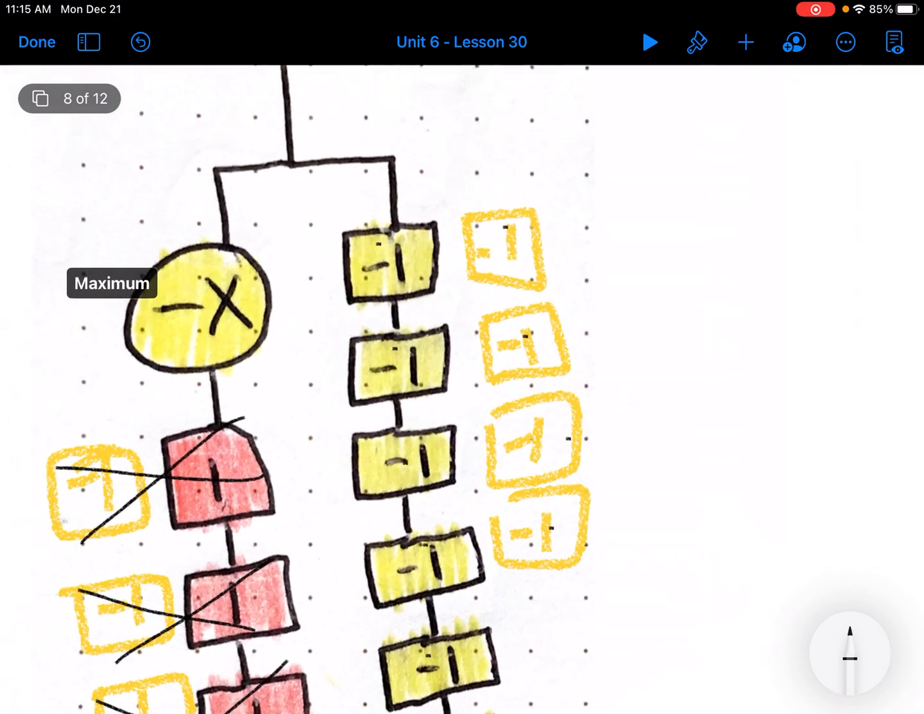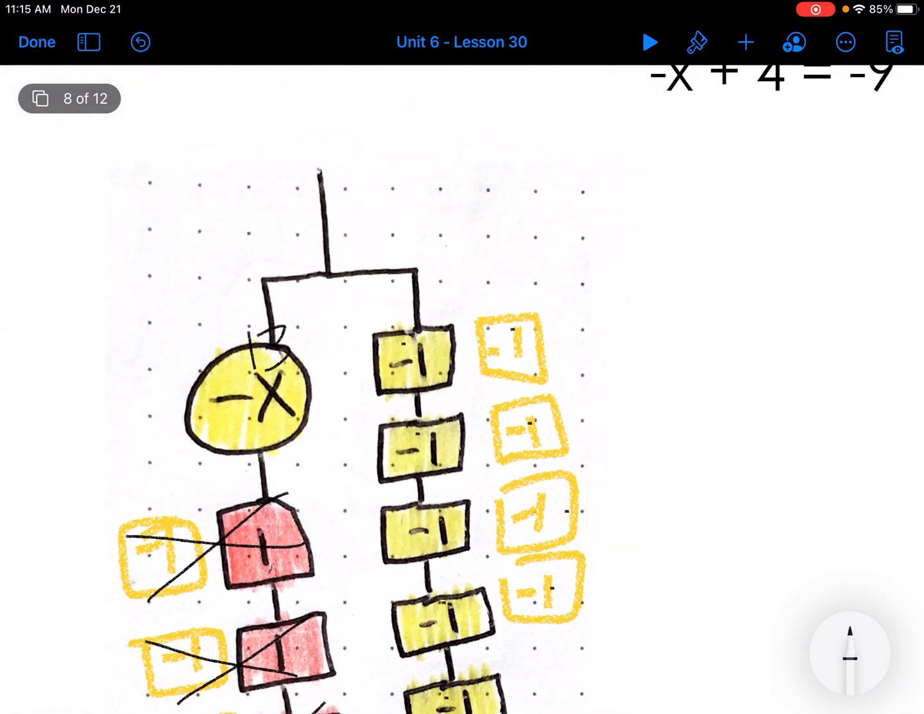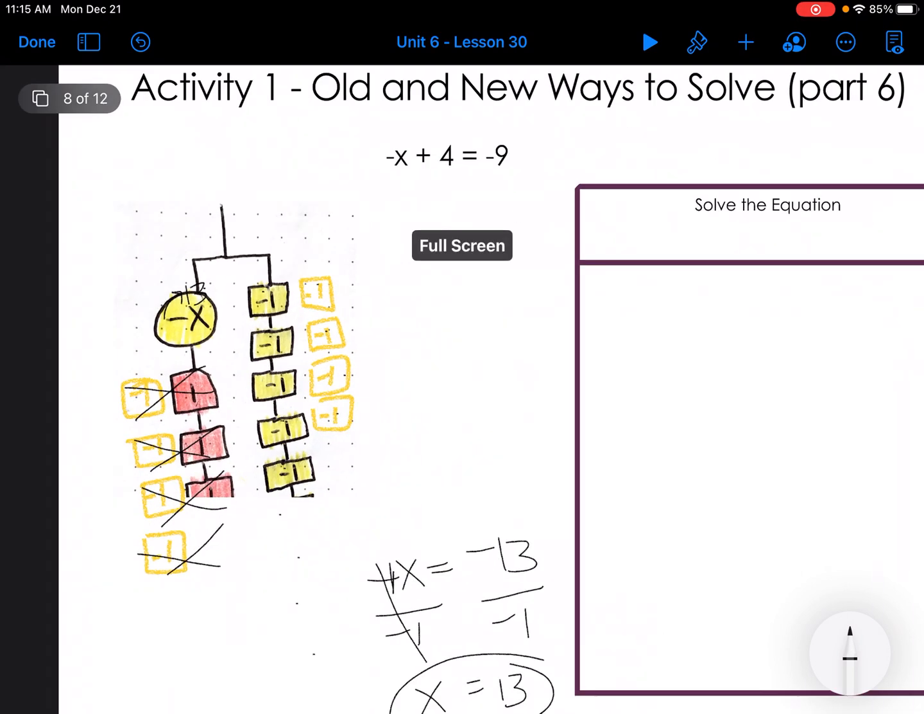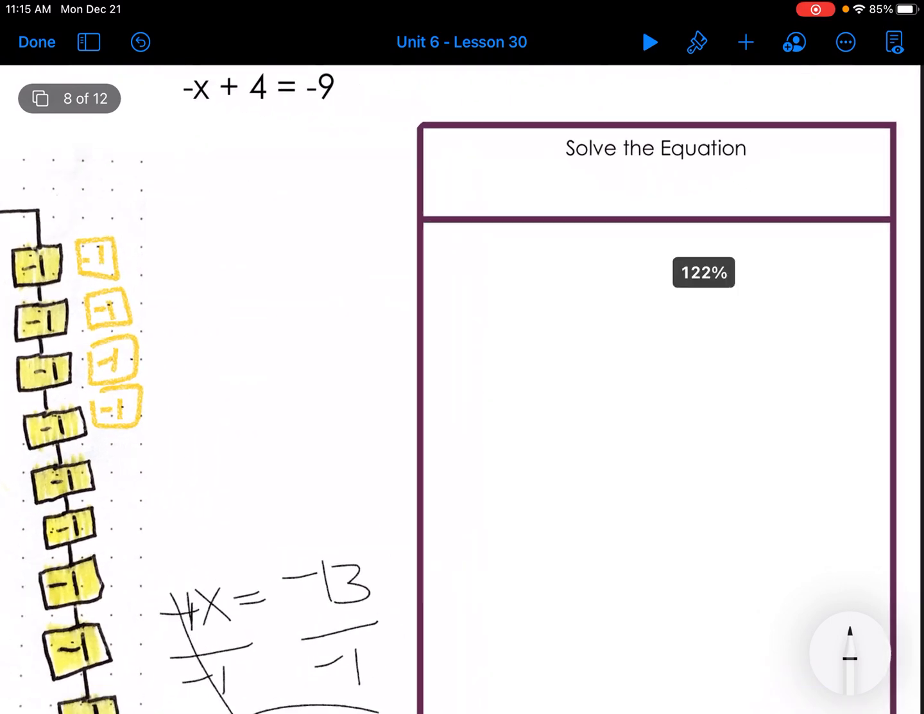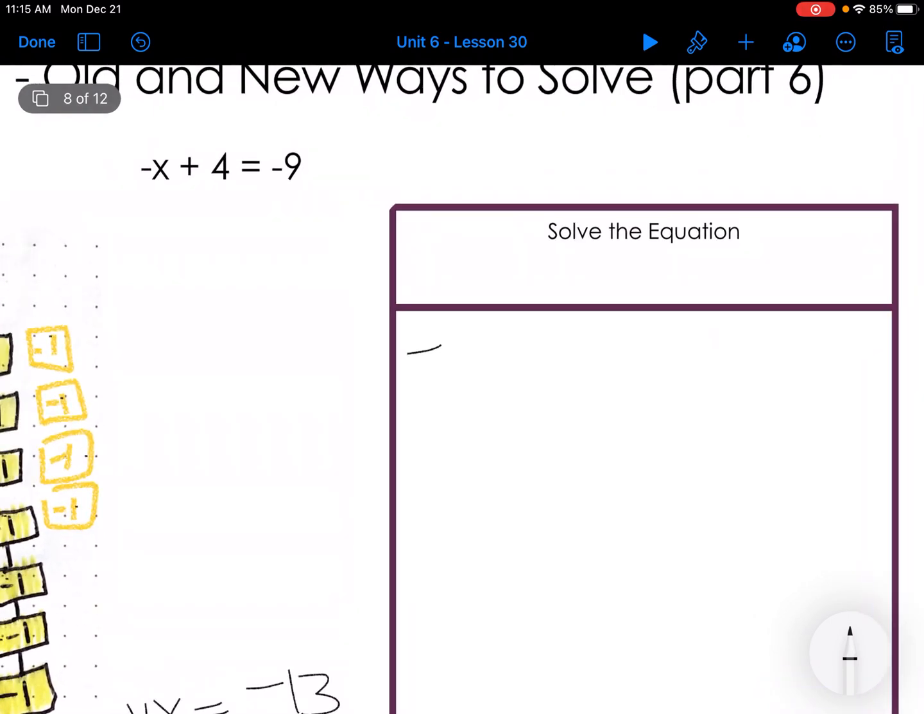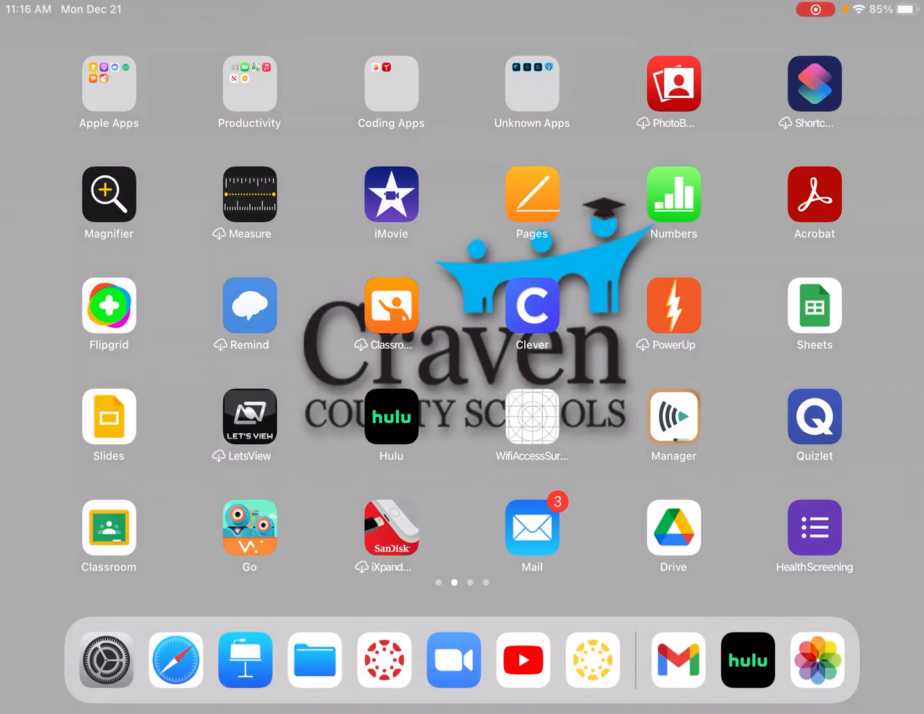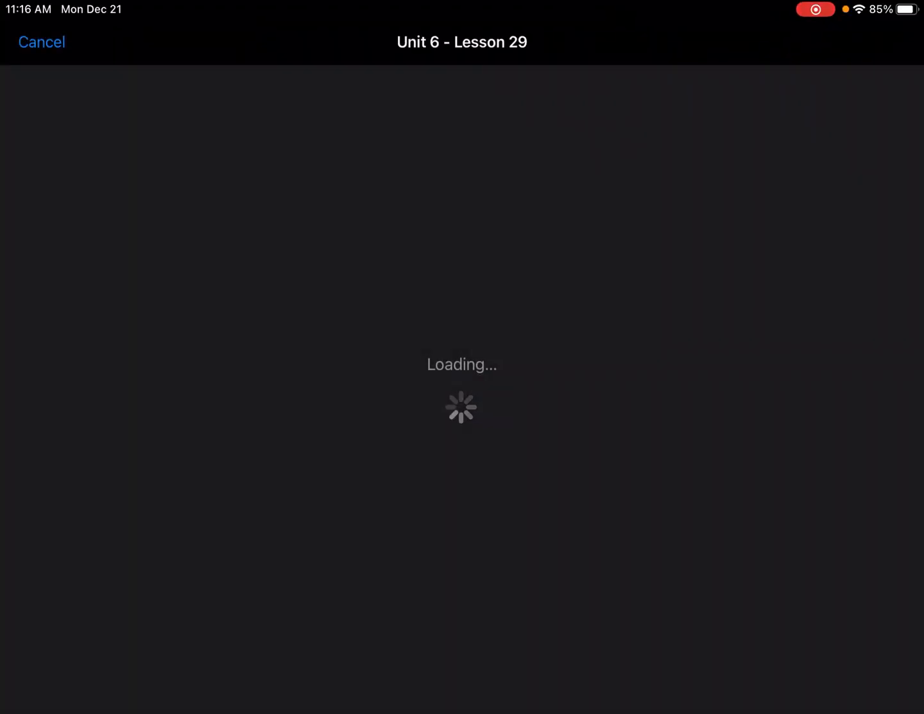If I substitute in here a 13 for x, I have negative 13 over here, and I have a negative 13x. So it works. So now I'm going to solve it on this side traditionally. So I have negative x plus 4 equals negative 9. I'm going to subtract 4 on each side.